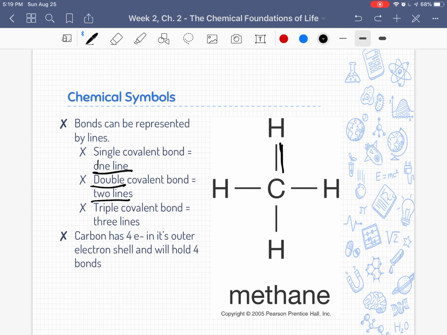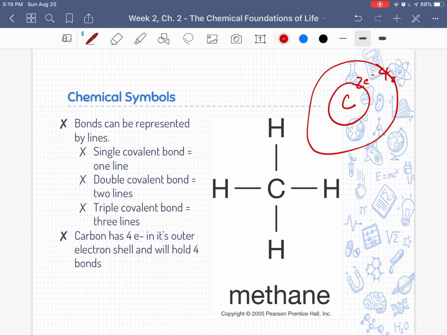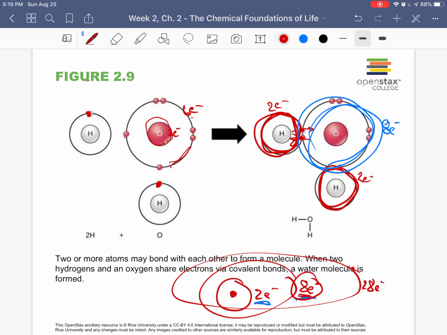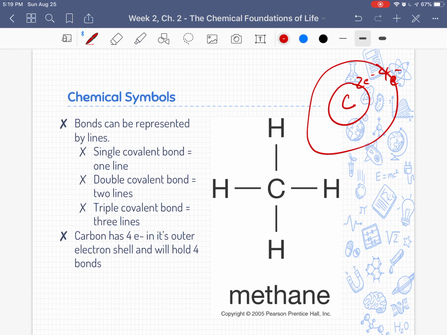Now carbon has 4 electrons in its outer energy shell, in its valence shell. So carbon has 2 electrons in the first shell, and it has 4 electrons in the second shell. But this shell right here, if you remember, if we go back, this shell right here wants 8. So carbon has 4 electrons, but it wants 8 electrons. So that means that carbon holds 4 bonds, and it will bond with 4 things in order to get 4 more electrons and get that complete outer energy level.